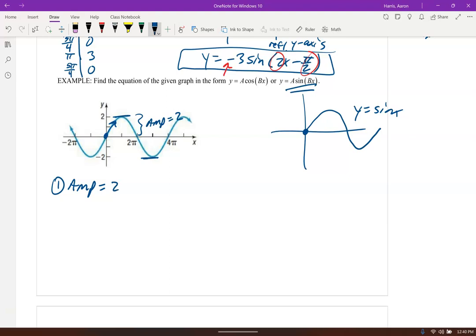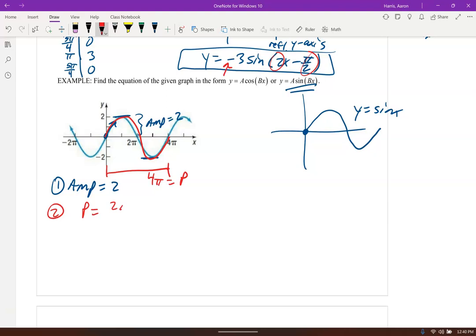Amplitude has got to be 2. It starts out increasing, so it's not like it's flipped over the x-axis or anything. The only other thing I have to think about in this case is, what's my period? How long does it take to do one cycle? Well, it looks like 4 pi is my period.